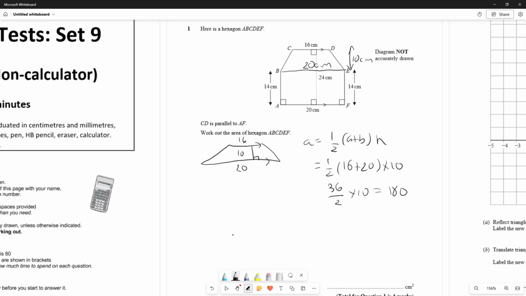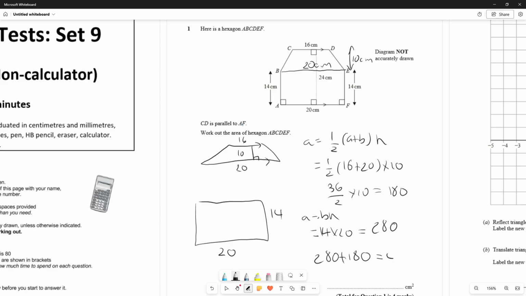Next, let's figure out the area of this bottom rectangle. We have 14 and we have 20 here. The area of a rectangle is just base times height. So 14 times 20 is 14 times 10, which is 140, times 2, which is 280. So 280 plus 180 equals 460, which is our final answer.